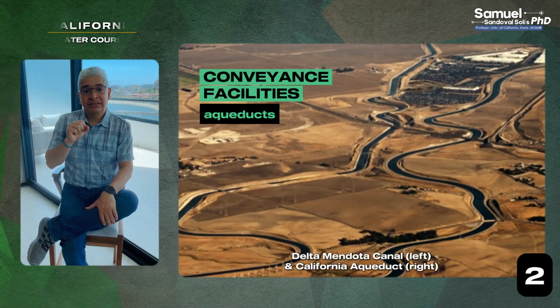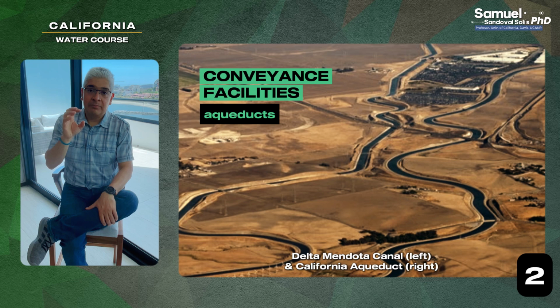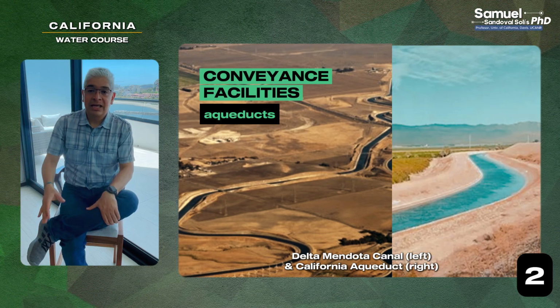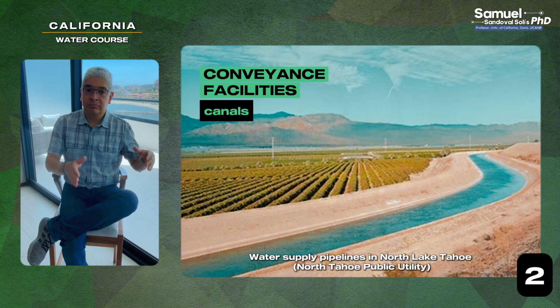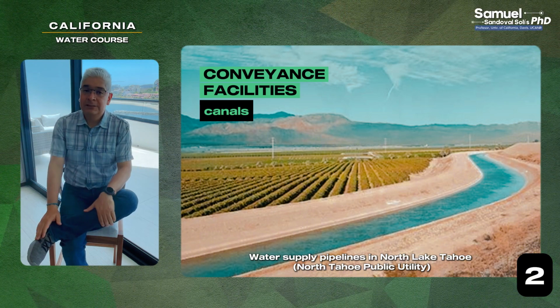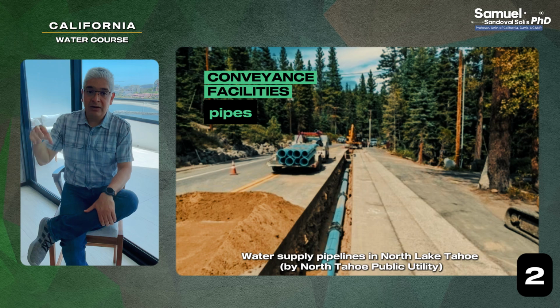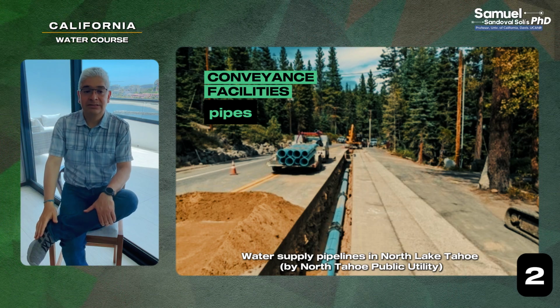The second one is conveyance facilities. For example, aqueducts that move water long distances, canals that move water from these diversion points to fields, pipes that move water from rivers to houses or to water treatment plants.